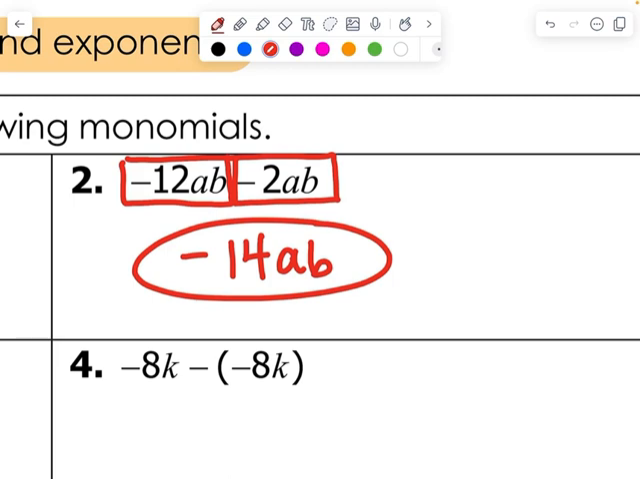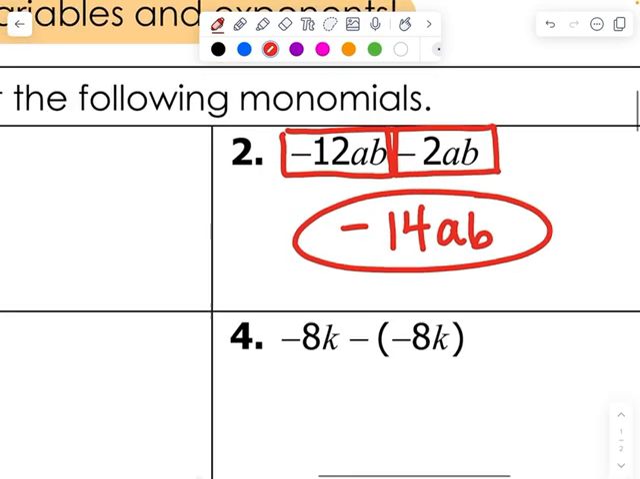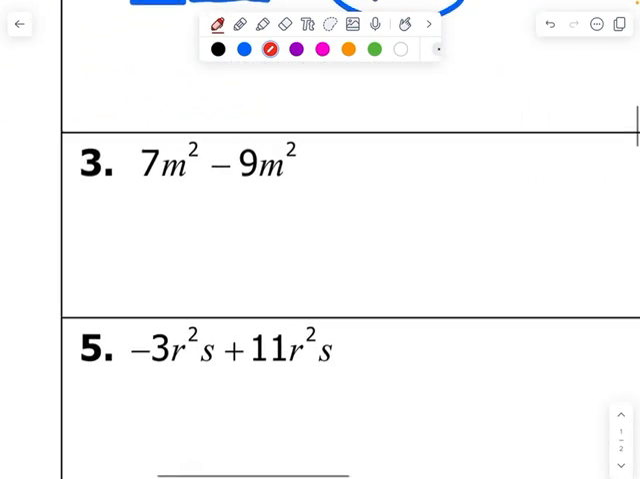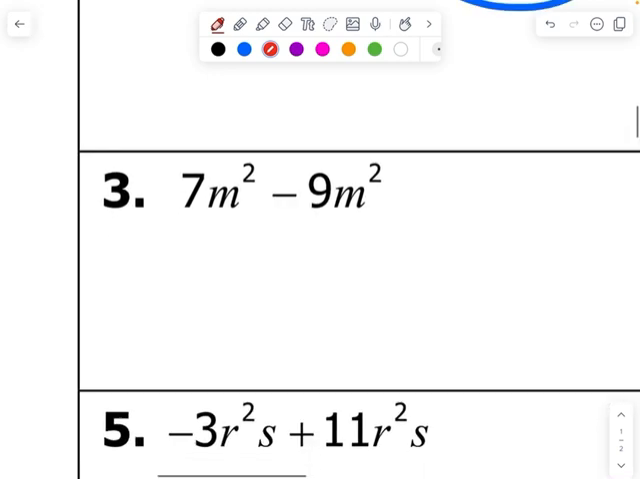You will be able to use calculators on your test, so it's okay if you need to practice with a calculator. All right, now look at number 3.